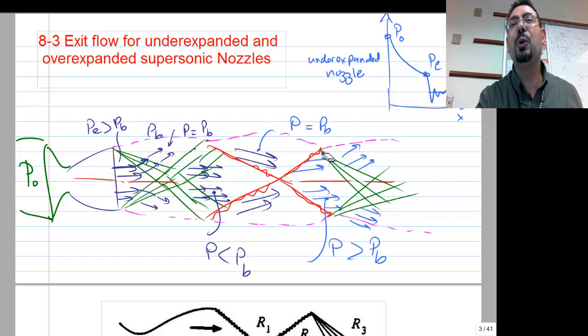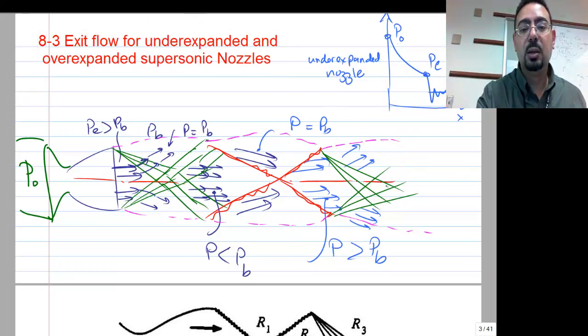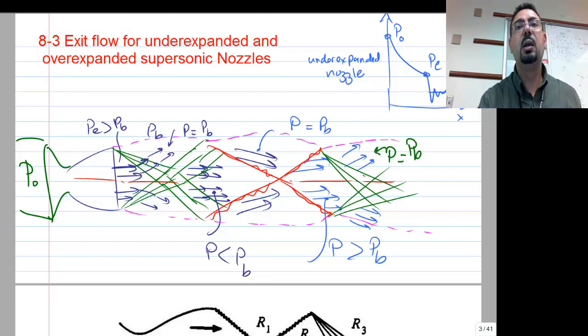So it comes here to the corner, and we need to relieve that pressure. We need to adjust to back pressure again. So an expansion fan, so that we can go to P equal P back in this place.